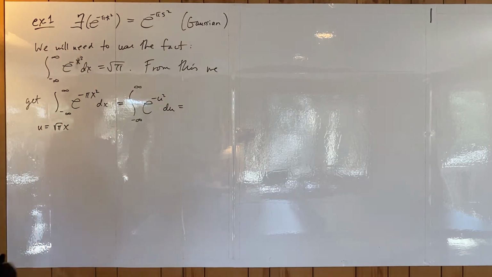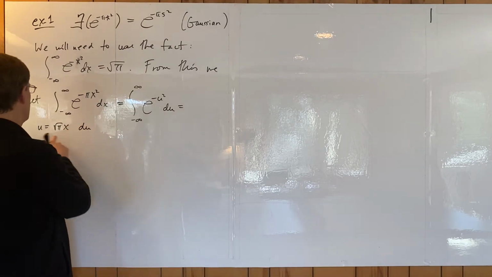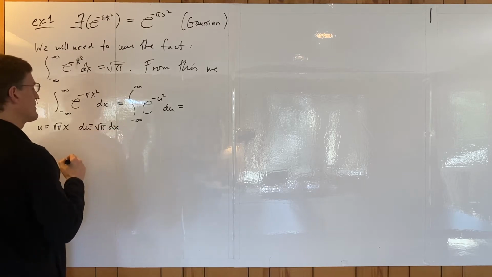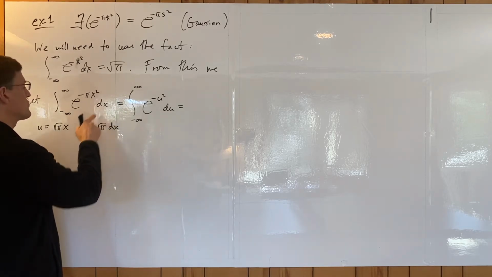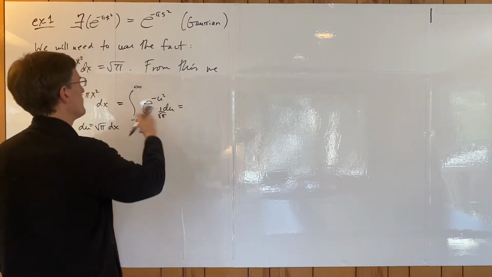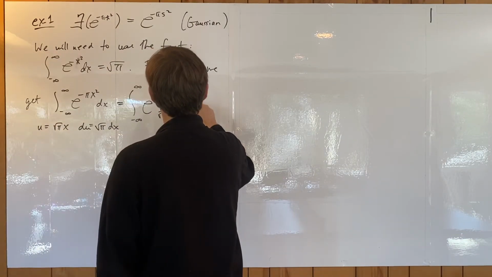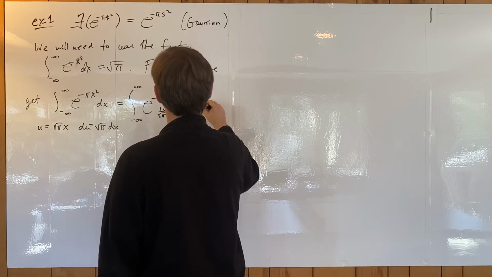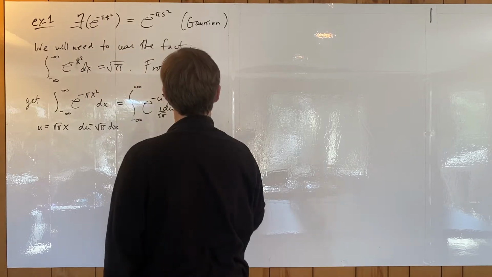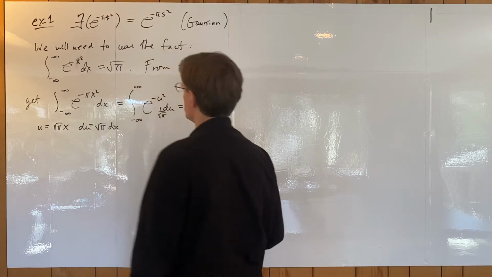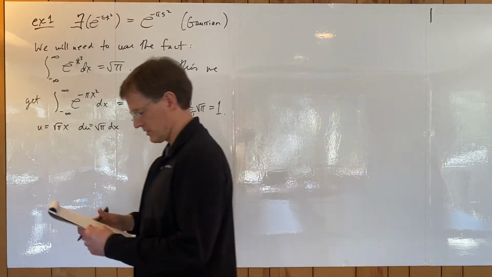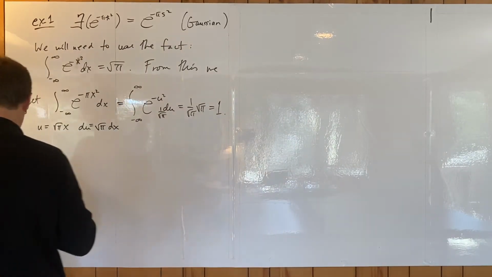And then du is of course the square root of pi dx, right? So this dx should actually be 1 over the square root of pi du, so that comes out in front. And then the integral is just computed by this answer here, square root of pi, and so this comes out to 1. Okay, so we'll use these facts in working out this Fourier transform.